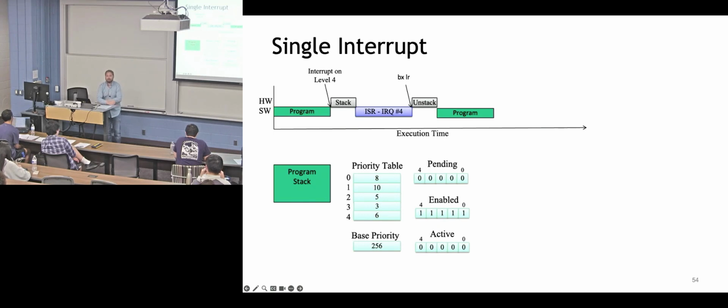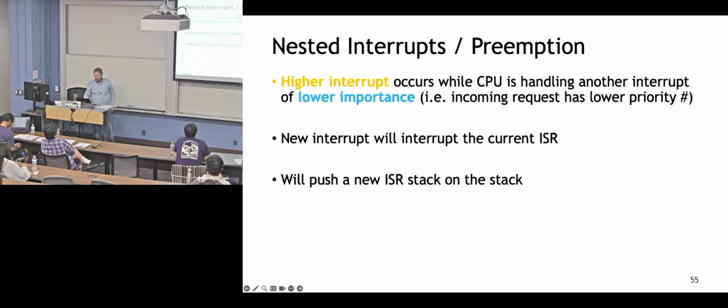Good question. With a lower priority, like a higher number, called when number 6 was running, would it still set it to pending? Because you said the base priority would. Ooh, we've got some examples like that. Perfect question. So we can talk about nested interrupts. What happens when a higher priority interrupt occurs when the CPU is handling another of lower importance? I have to change these things so we can keep our nomenclature clear. Basically the incoming request has a lower priority number, so it's more important.